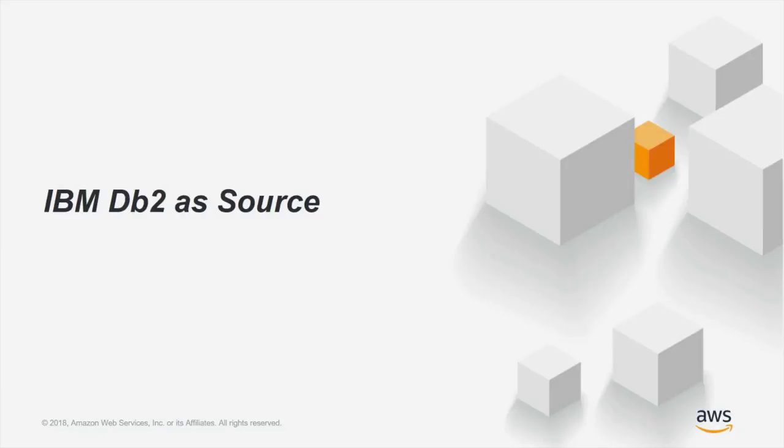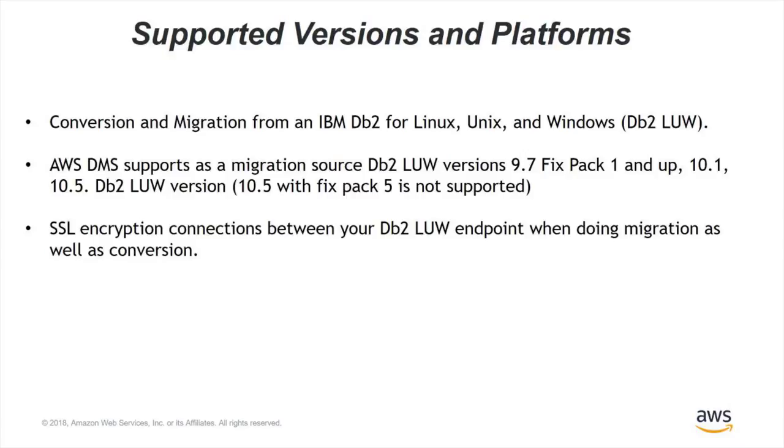So let's talk more about how IBM Db2 is supported with regards to our tools, DMS and SCT. These are the supported versions and platforms that we are currently supporting with regards to DMS and the Schema Conversion Tool. Currently IBM Db2 installed on Linux, Unix, and Windows will be supported by DMS and SCT. DMS and SCT support migration and conversion for these versions: 9.7 fix pack 1 and up, 10.1, and 10.5.